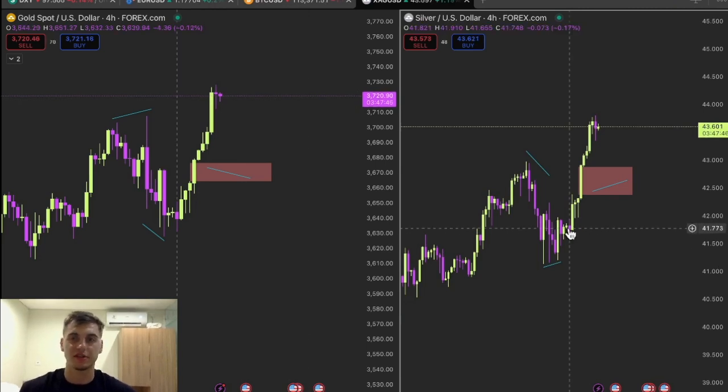So yeah, let's take a close look at what those markets will be doing. I'm really curious to see if the forex markets will actually reverse.